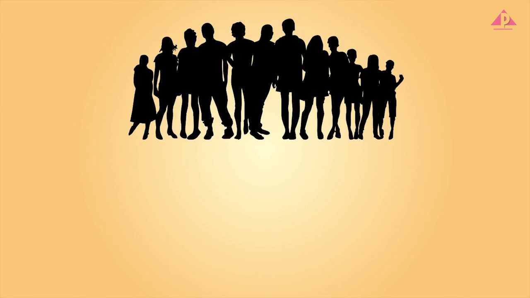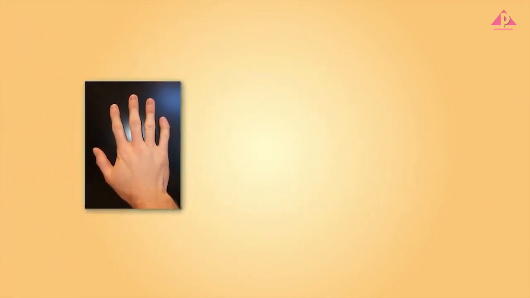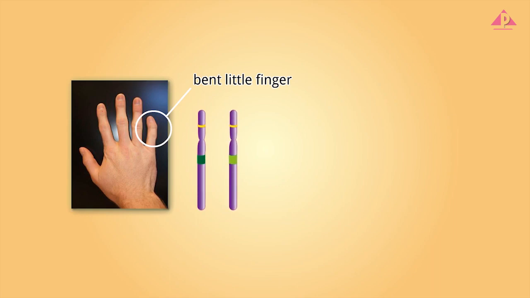Instead, scientists analyze the occurrence of a particular trait through several generations in a family and organize this information into a chart called a pedigree. Let us consider the bent little finger trait as an example. It is controlled by a pair of alleles.